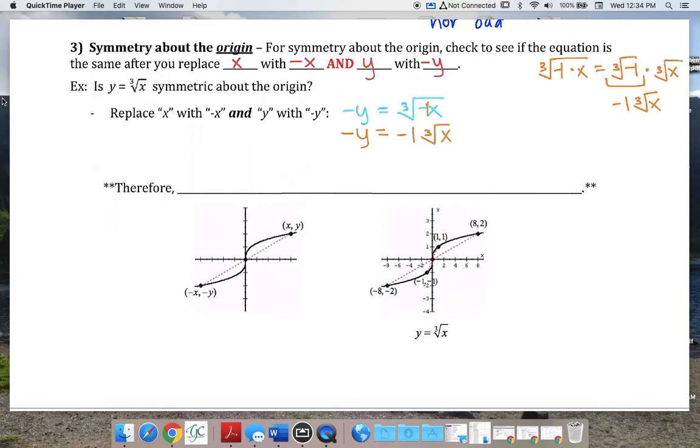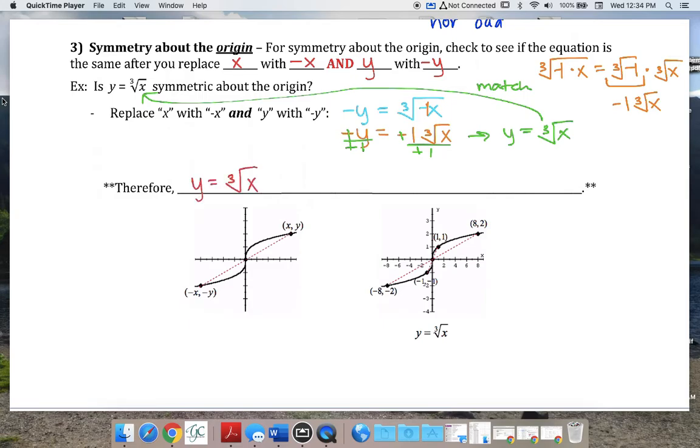And then our final step, we do want that to be a positive y, not a negative y. So we can do that by dividing by negative 1. And when we do that, our y becomes positive. And then on the right side, we also have a negative divided by a negative, which becomes a positive. So this becomes a positive cube root of x, which again is the exact equation we started with. Those two match. So that tells us that the equation y equals the cube root of x is symmetric about the origin.